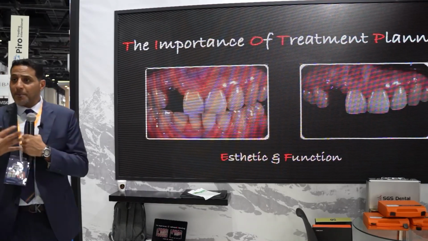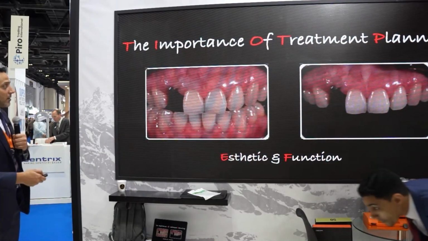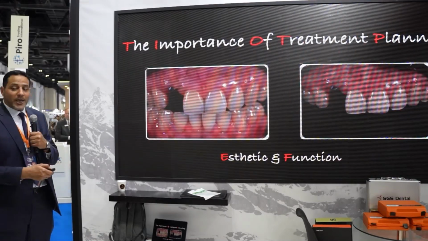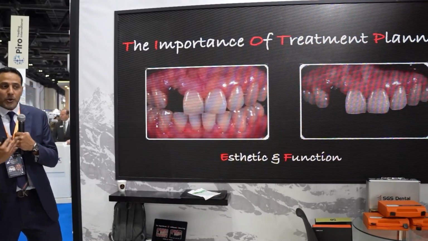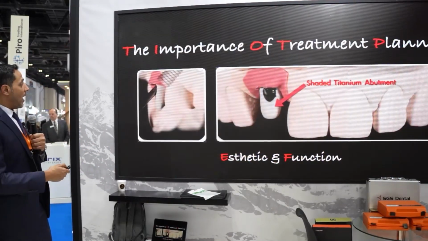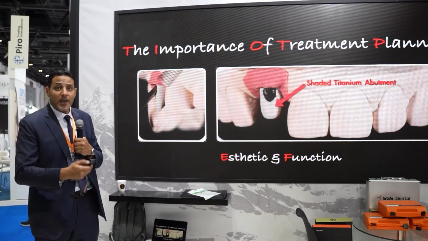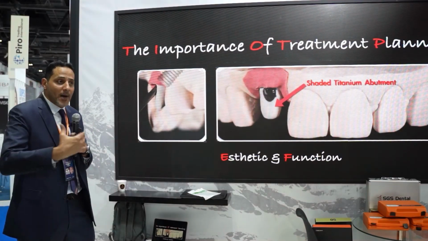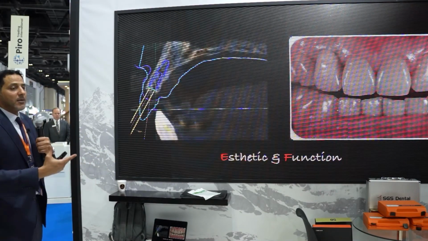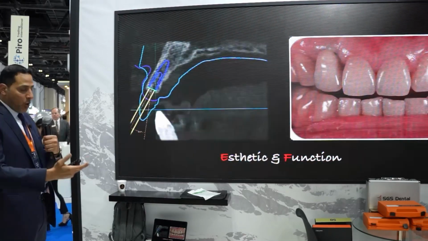So let's talk about the importance of treatment planning. Here, the surgeon placed an implant in tooth number 10, but the angulation was not favorable for the prosthodontist to restore it. So I ended up using a custom titanium abutment, put an opaque dentine to mask the discoloration, and placed the crown. The result was fine, not bad, but it is not what I wanted.